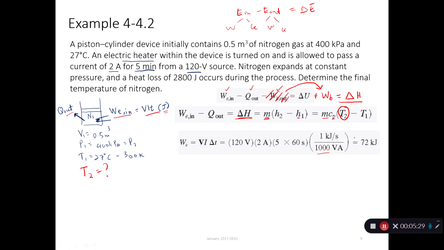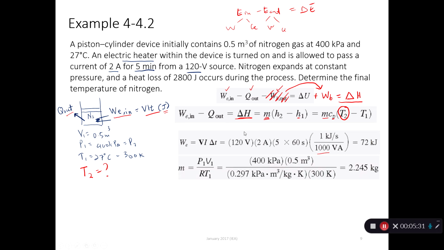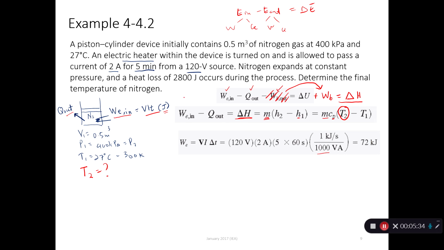So we get this. Okay, and before that, then we have this. Q out, we have readily available, 2.8 kilojoules. It's Q out. And then what else? We have T1. T1 is 27 degrees here, 300K. CP, of course, from table A-2a or A-2b. Let's put a pin in that. Okay, we'll come back to that.